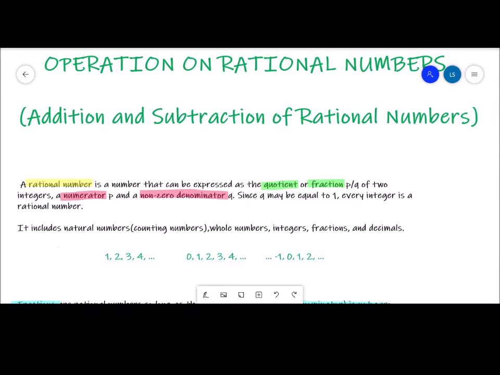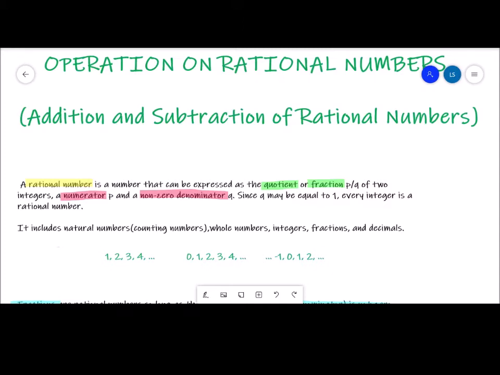So from the word ratio, ibig sabihin nito, we can express any rational number as a fraction. So meron tayong numerator and non-zero denominator. So pwede ang ating denominator ay maging 1. Kapag ang ating denominator ay 1, it could mean that an integer is also a rational number. So ipakita natin kung paano nga yun.